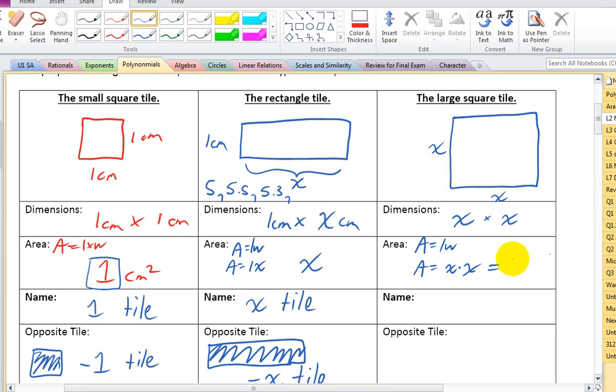So it would be, come on, you just finished your exponents. What's X times X? X squared. You add your exponents. Now, this has an even fancier name. You guys are starting to get this. It's the X squared tile.